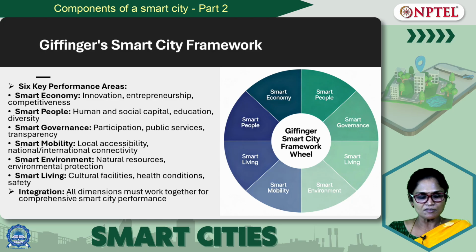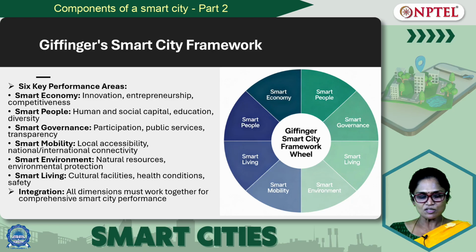Then smart mobility, which addresses local accessibility and national and international connectivity, like can people move efficiently. Smart environment involves natural resources and environmental protection, like is the city sustainable or not. And smart living addresses cultural facilities, health, safety, which is nothing but to measure whether the quality of life is good or not. So this framework avoids technology determinism. You don't ask whether they have IoT, but rather whether their economy is smart, something like that.